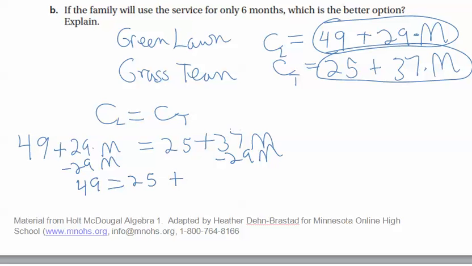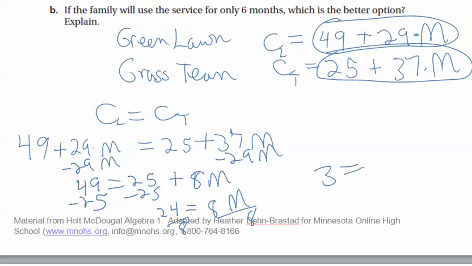And that would equal 8 months, 8 times M, and I'll subtract 25 from both sides. So we get 24 equals 8M, divide both sides by 8, and we get 3 months. At 3 months, it would be the same price for either one of the services. So that's question A, asking when they would be the same.